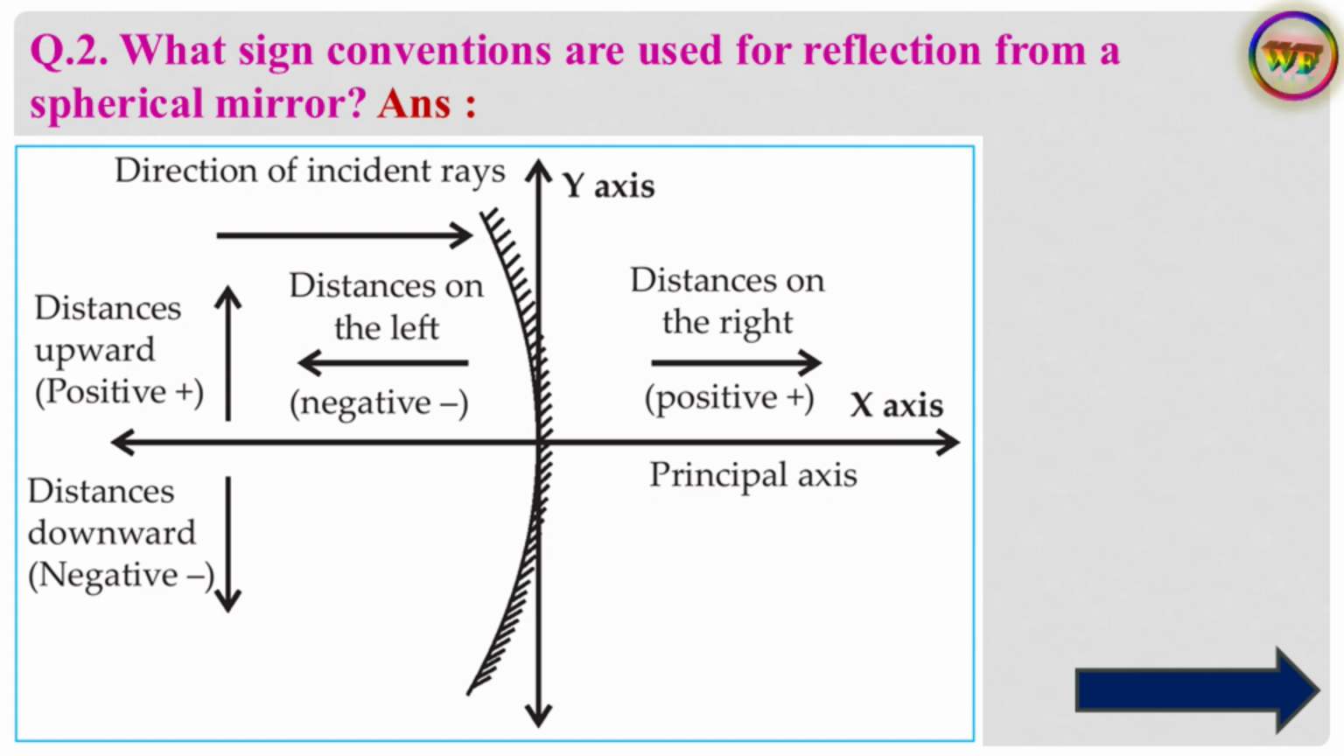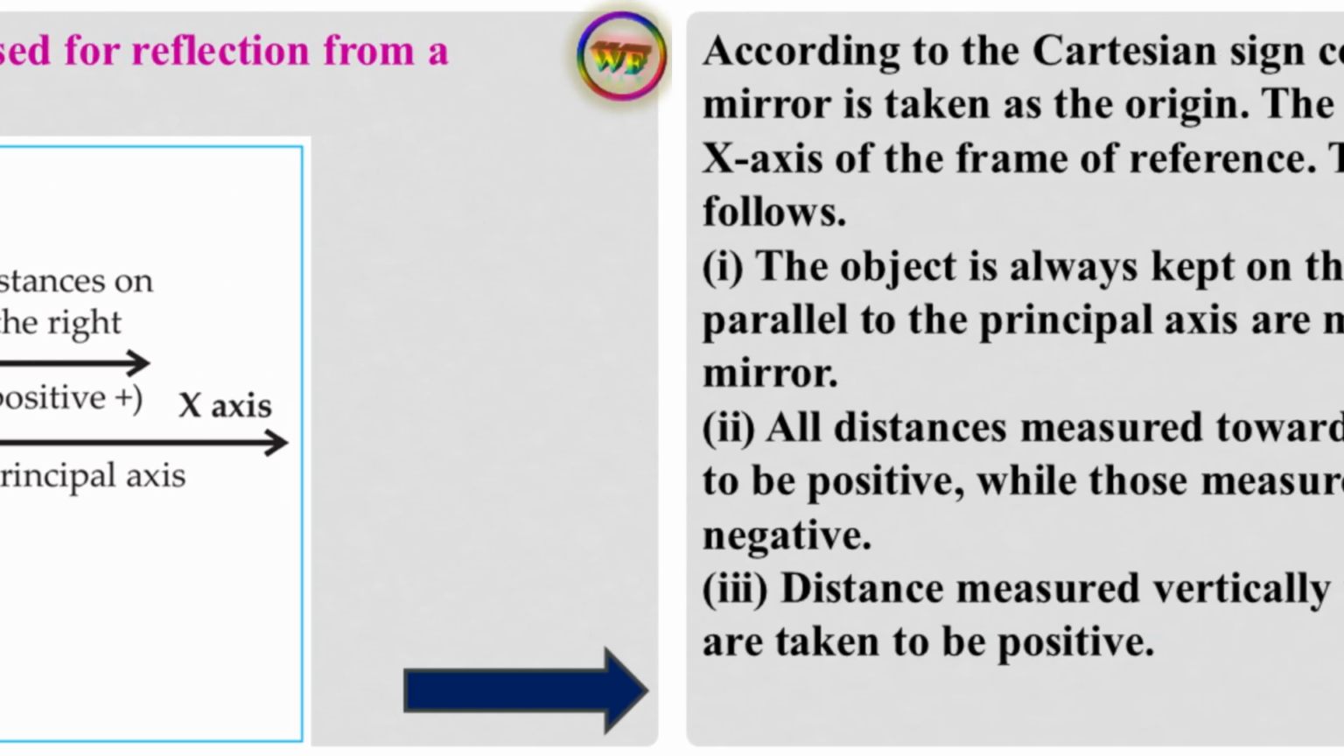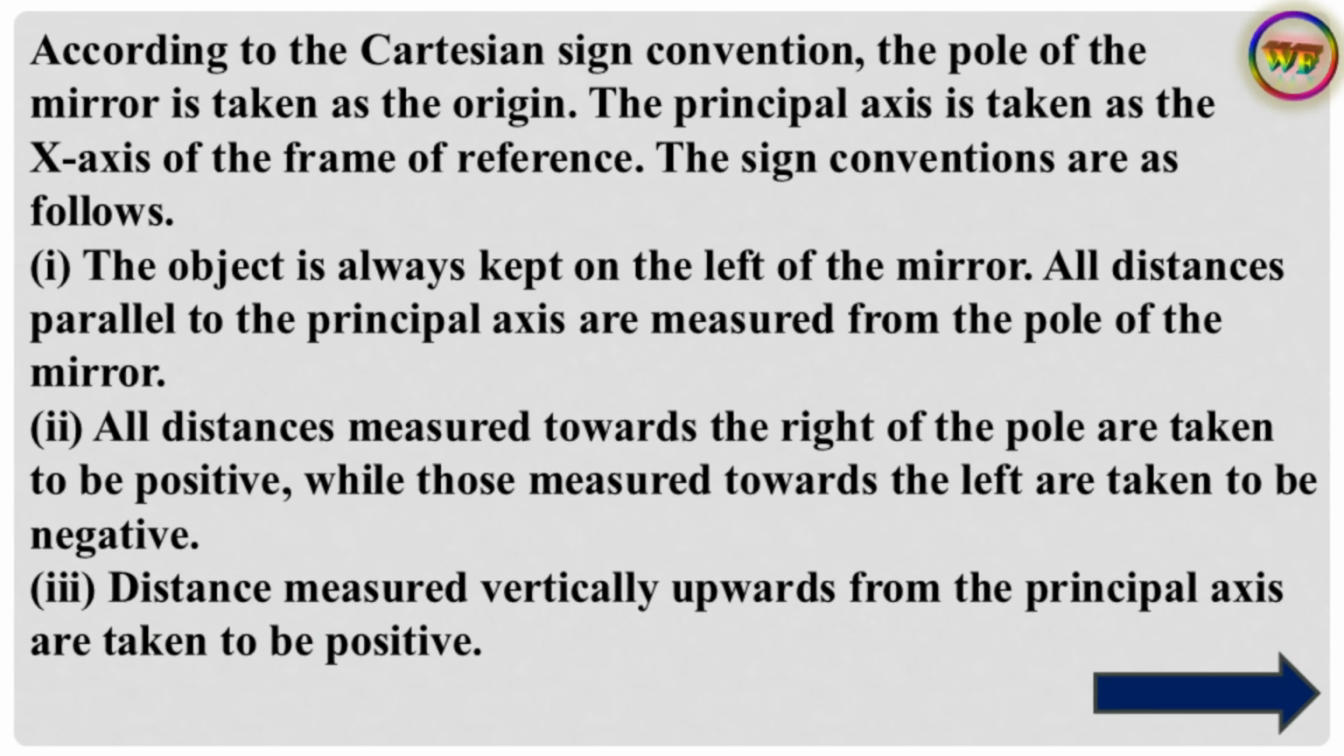Question 2. What sign conventions are used for reflection from a spherical mirror? Answer is given directly and continuation of the answer is on the next slide. According to the Cartesian sign convention, the pole of the mirror is taken as the origin. The principal axis is taken as the x-axis of the frame of reference. The sign conventions are as follows.